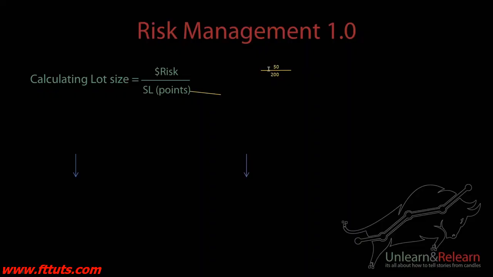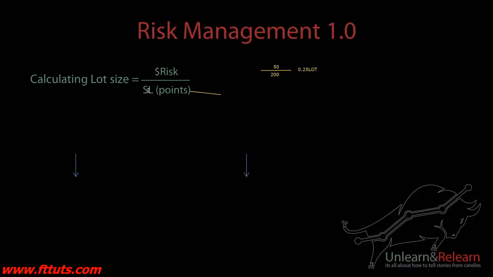5 by 20 is going to be what? 0.4? I think it's going to be 0.4. My mental math is not that strong. So 5 by 20 is going to be, oh, 0.25, yeah, my bad. So it's going to be 0.25. So for you to risk $50 on a 20 pip stop loss, you'll be using a 0.25 lot, right?